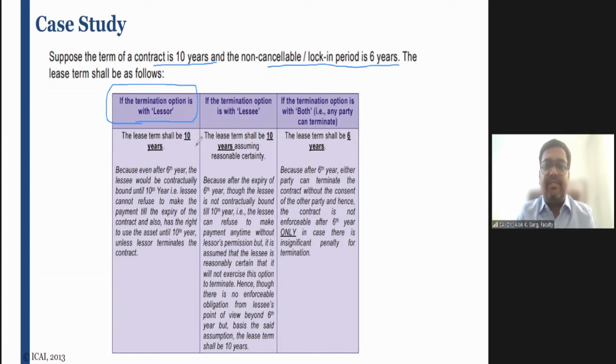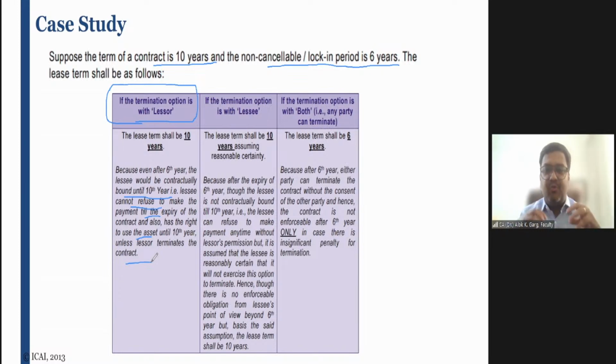Because the lease term shall be 10 years. Even after 6 years, the lessee would be contractually bound until the 10th year. The lessee cannot refuse to make the payment till the expiry of the contract, and also has the right to use the asset until the 10th year unless the lessor terminates the contract. So as a lessee, I have a contract with my landlord for 10 years. I cannot terminate the contract. Only the lessor can terminate the contract.